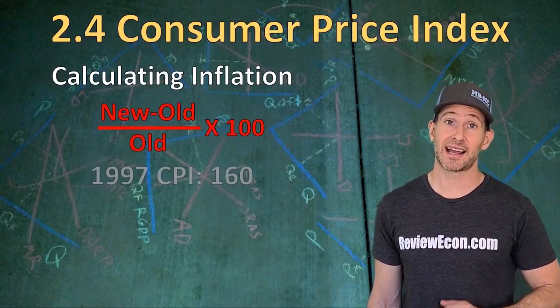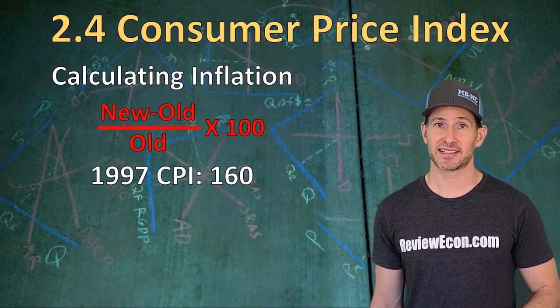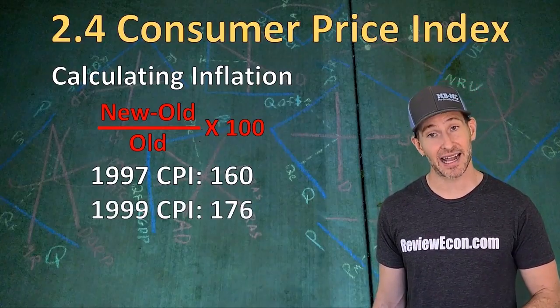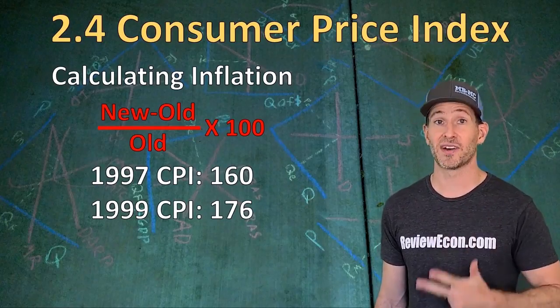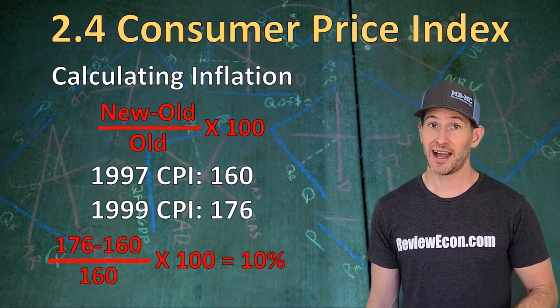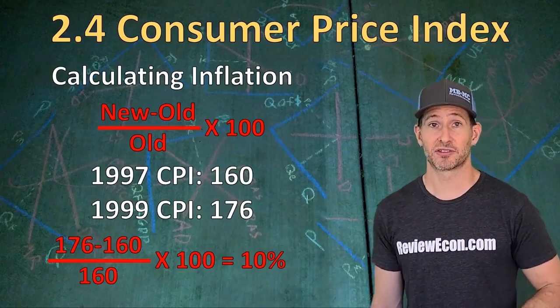So if in 1997 we had a CPI of 160, then in 1999 we had a CPI of 176, we can do new minus old divided by old times 100. We can find out we had 10% inflation between those 2 years.